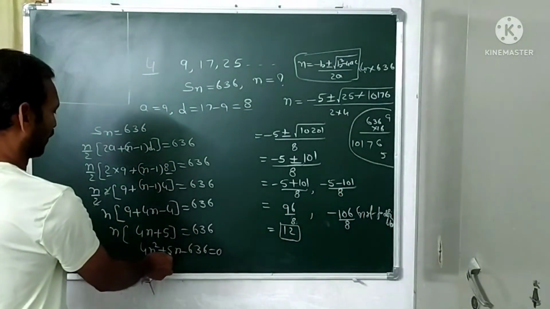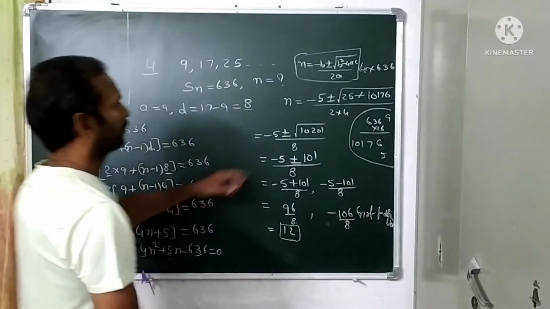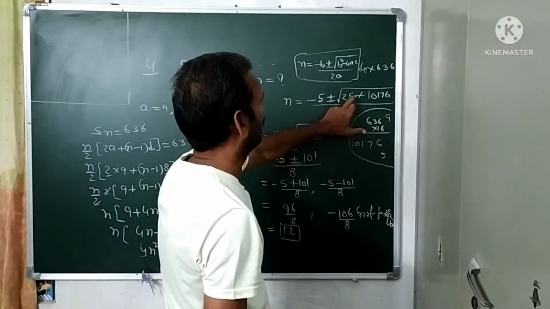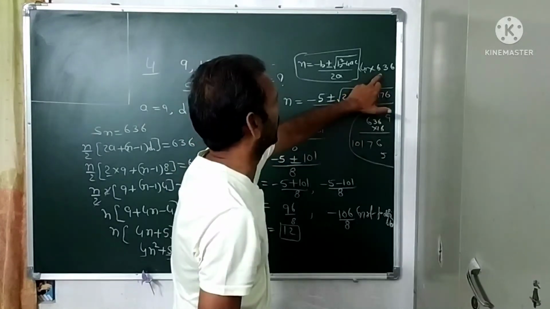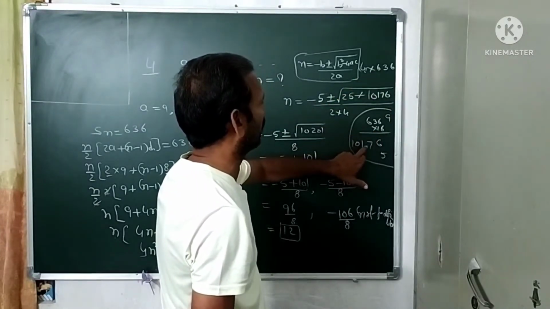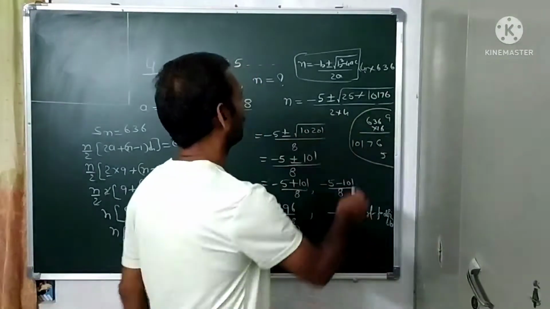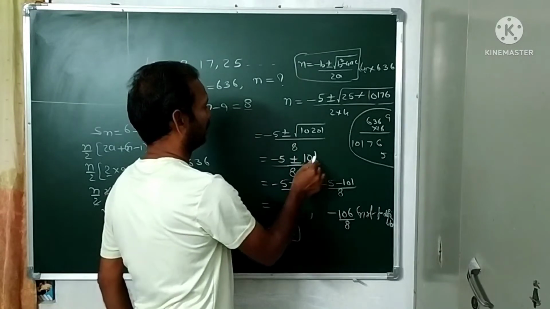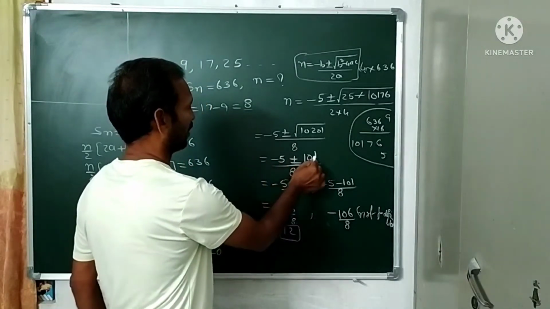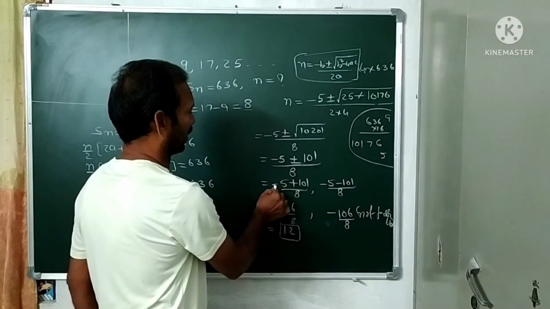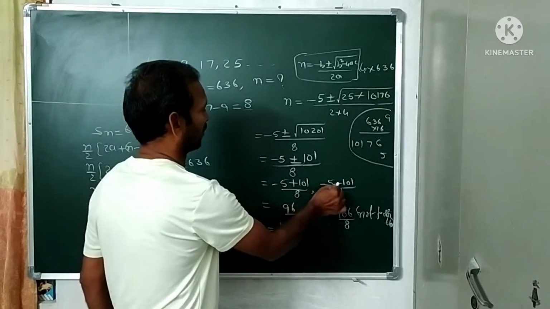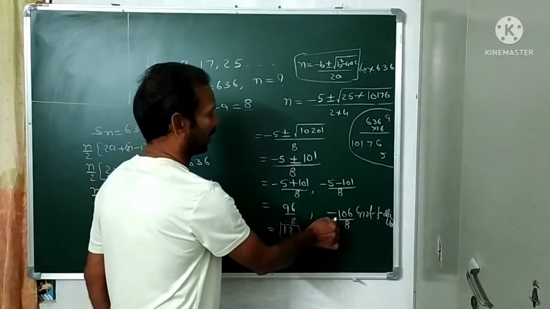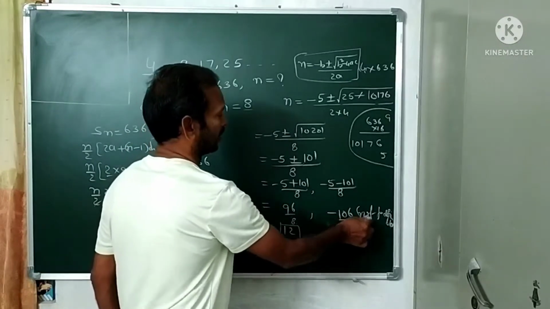So b means 5 here, a, c. Minus b plus or minus root of b square. b square means 5 square, 25, minus 4ac. So 4 into 636 multiplied means you will get 10176 by 2 into 4. So these two added means 10201 by 8. Its square root is 101. That means minus 5 plus or minus 101 by 8. One time minus 5 plus 101 by 8, other minus 5 minus 101 by 8. The first, divided by 8, gives 12. The other one is negative and not an integer. That's why this is not possible.